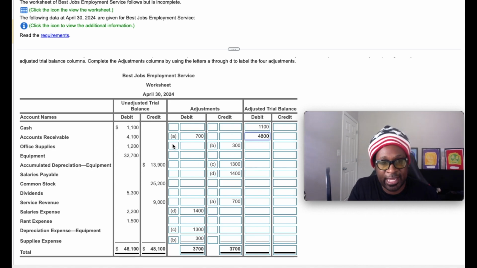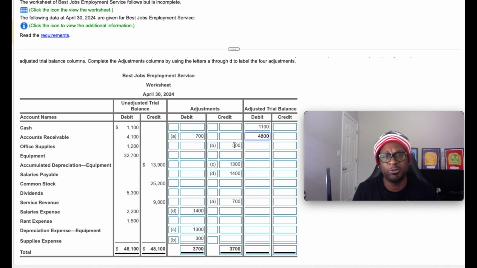Let's take a look at office supplies. Office supplies did have an adjustment. We know office supplies is an asset. It started with an unadjusted balance of $1,200. However, we credited office supplies for $300 in the adjustment column. So we have a debit balance, but we made a credit adjustment. We know we have to subtract that, right?